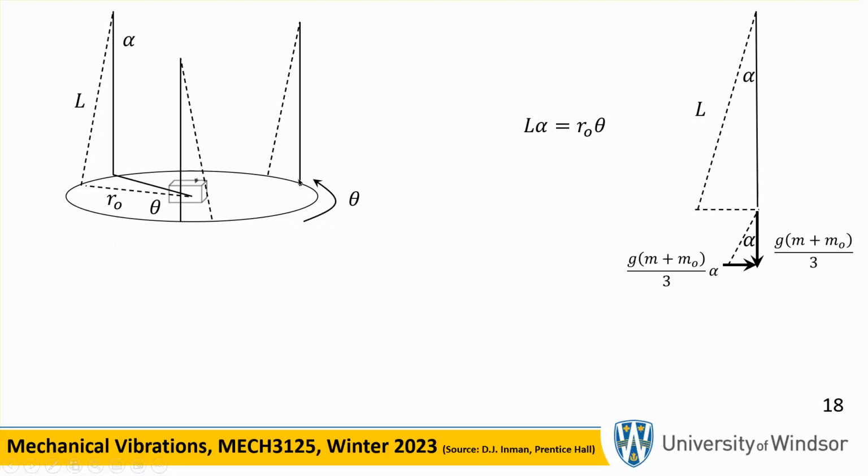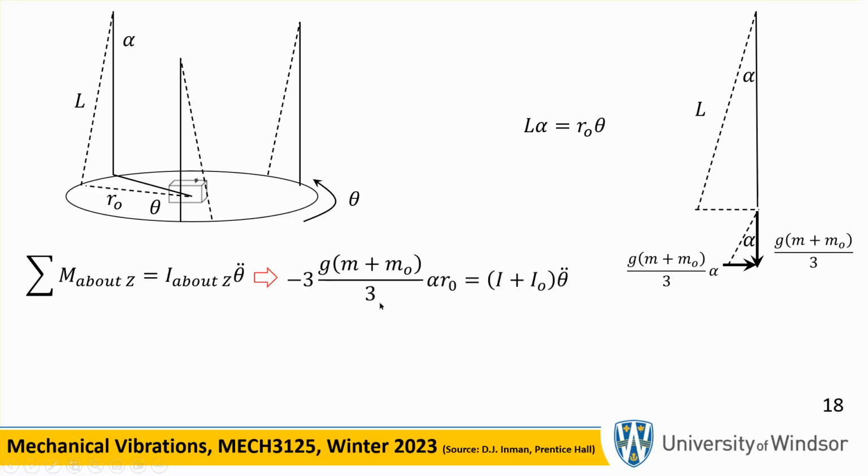is responsible for the restoring force. This is the restoring force. So we write the usual sum of all the moments about the z-axis equal to I about the z-axis, which incidentally is I plus I naught, because it's the I of the disk, and I naught is for the disk, and I is what we're trying to calculate. So this is going to be I plus I naught times the angular acceleration.